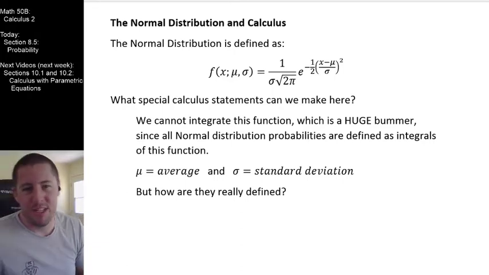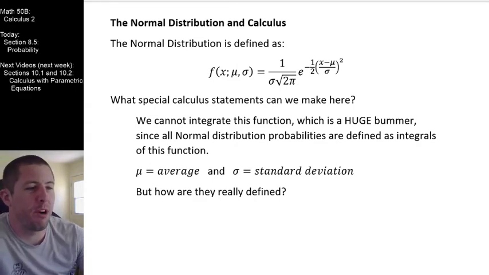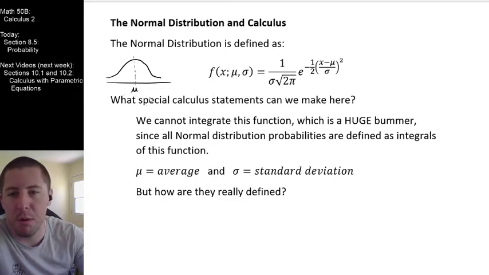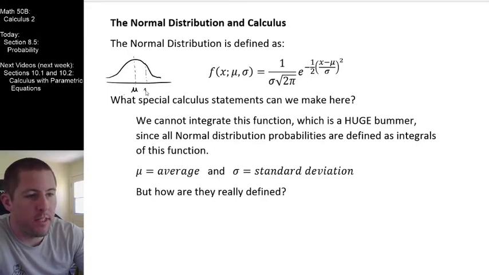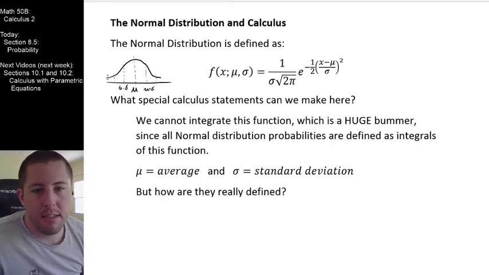The normal distribution is defined by this horrendous-looking function right here. This is what gives us the bell-shaped curve that everybody is familiar with, whether they've taken a stats class or not. This bell-shaped curve is always going to be centered at mu, our Greek letter mu, for the average, and we always mark it off with lines, one standard deviation to the right and left of the average, and there are a bunch of these out there. So what special calculus statements can we make here?